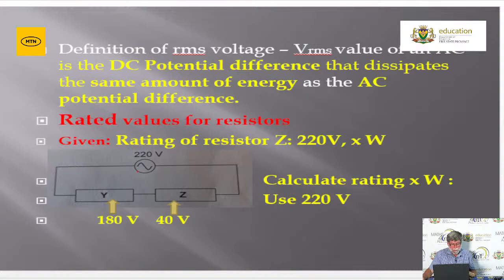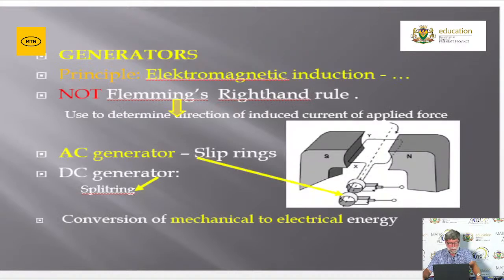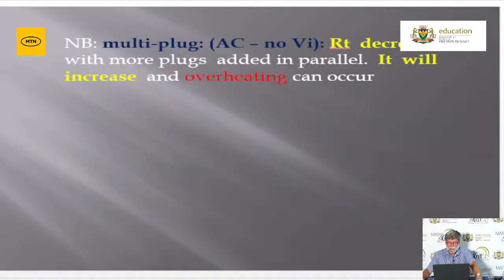Please remember that. And a multi-plug: a question may say more plugs are added. Remember, in AC circuits there's no internal resistance. But if you add devices to a multi-plug, the resistance R total will decrease, I total will increase, and you will get overheating.